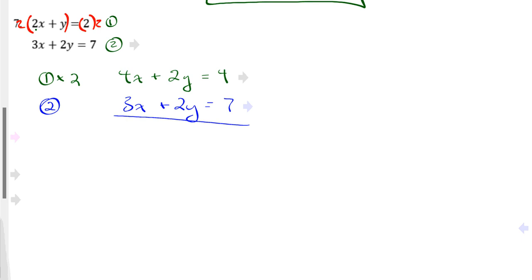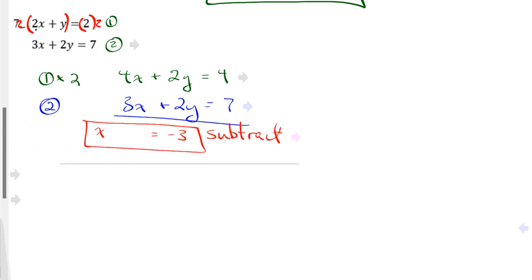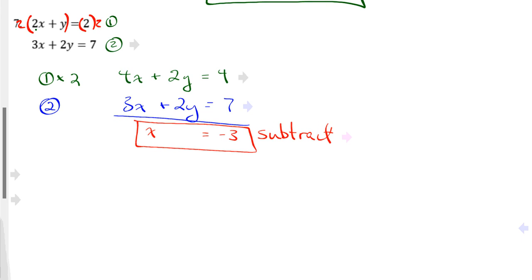Since both coefficients have the same sign in front, subtraction will be my best choice, really the only choice, if I want to eliminate the y's. So 4x minus 3x gives me x, 2y minus 2y gives me 0 y's, and 4 minus 7 gives me negative 3. There is the x coordinate for my solution.